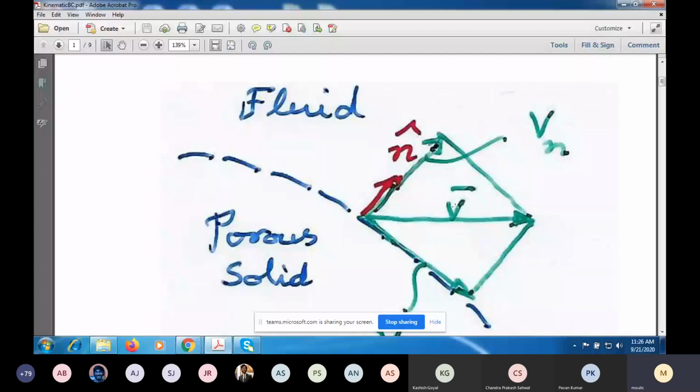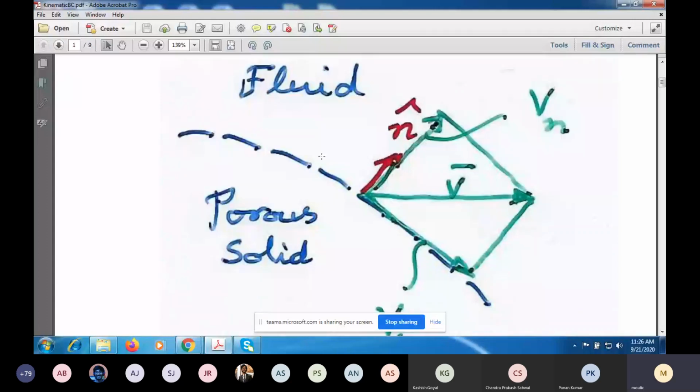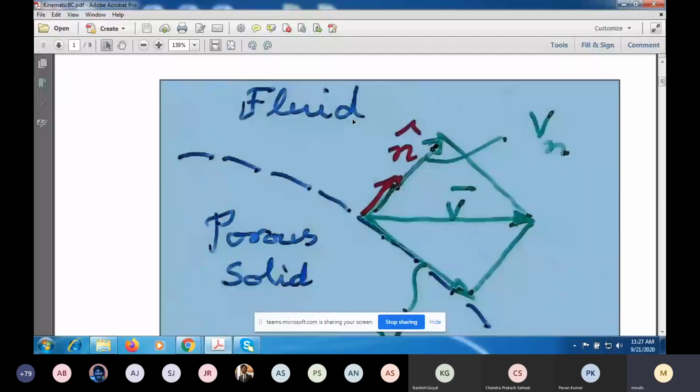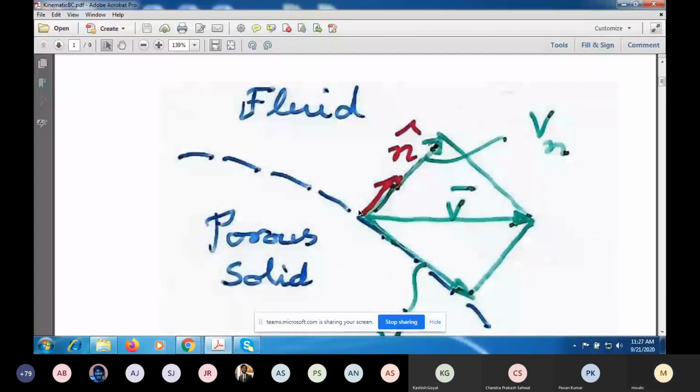So this figure shows a porous solid adjacent to a fluid. On the left you have a solid, but it's not an impermeable solid. I have shown these dashes and gaps in between to indicate that fluid can flow through this. These are the holes or the pores on the surface. This dashed line is the interface between the solid and the fluid. I'm considering a point P over here, and n is the normal. So n hat, this sign means a unit vector. The magnitude is 1, it shows the direction.